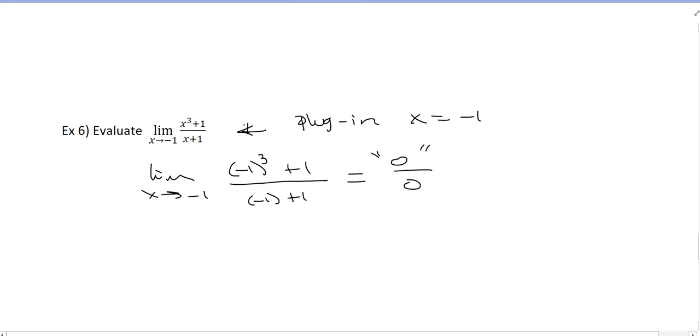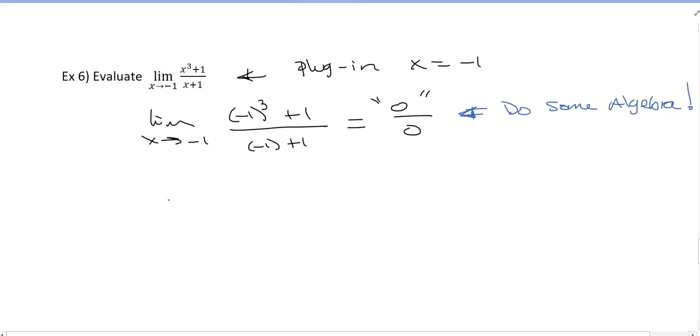Now, 0 over 0, what does this mean? This does not mean it's undefined anymore. This means do some algebra. I'm going to try to ingrain that in you. As soon as you see 0 over 0, do some algebra. Now, explore the function. What does it mean to do some algebra in that function? What can you do? So limit as x goes to -1 of x cubed plus 1 over x plus 1. What kind of algebra can I do?